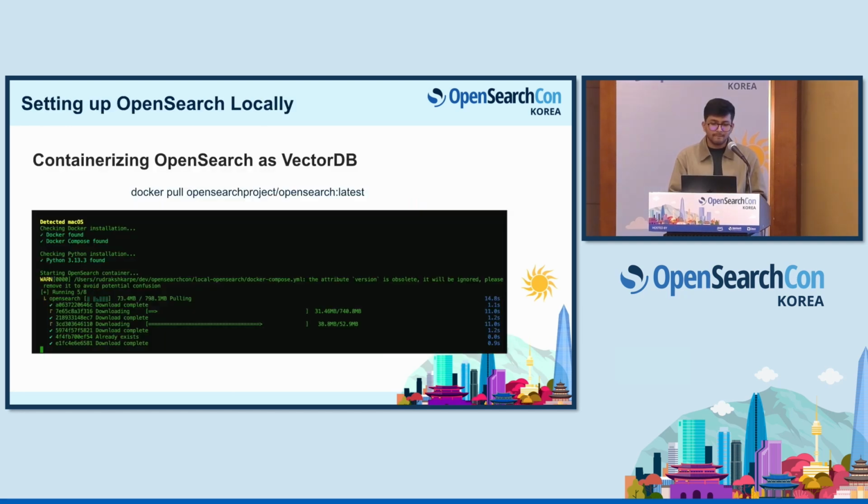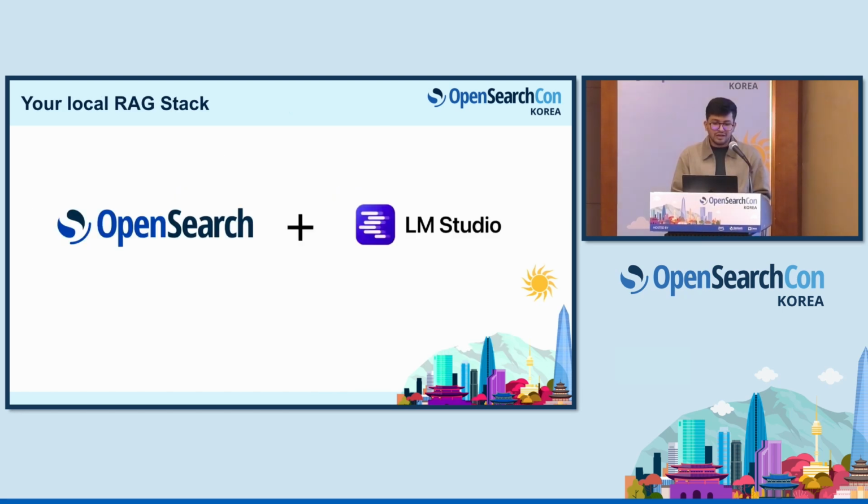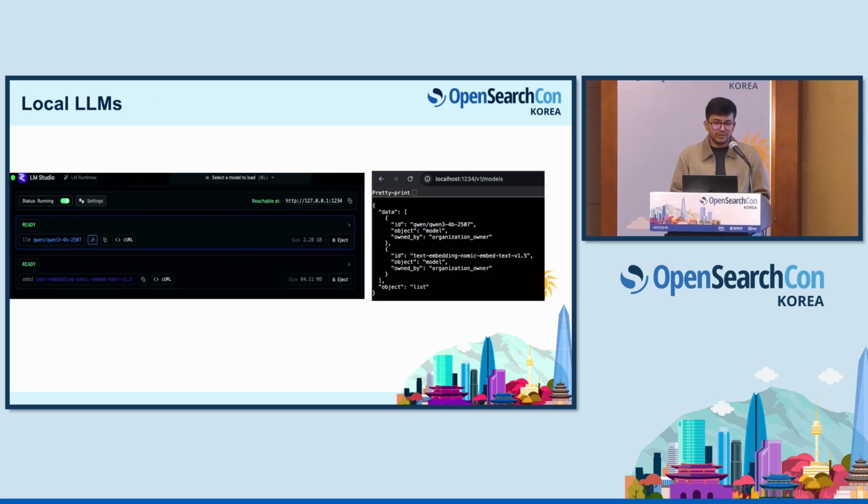If we go further, the first step in the process would be just pulling down your OpenSearch image. You will just do a docker pull opensearchproject/opensearch:latest, and from Docker's registry you'll get the latest OpenSearch container image on your system, and you will spin that up. And this is our stack. OpenSearch is providing the vector database, and LM Studio the embeddings and large language models. We can cover this in the demo ahead.